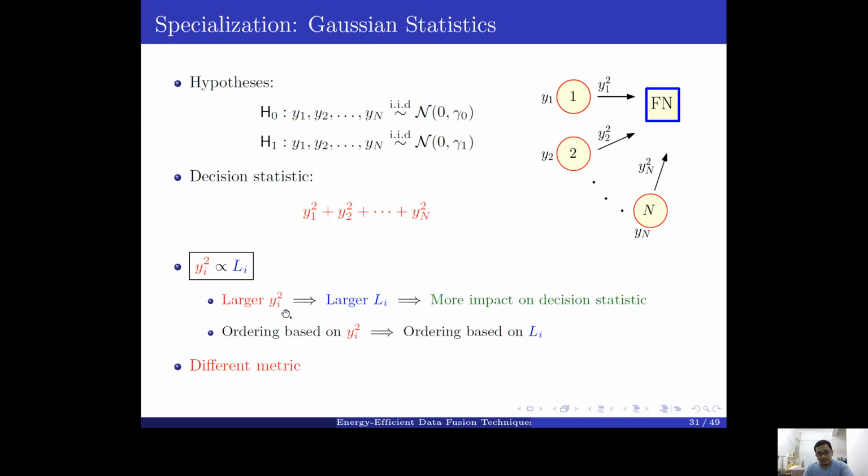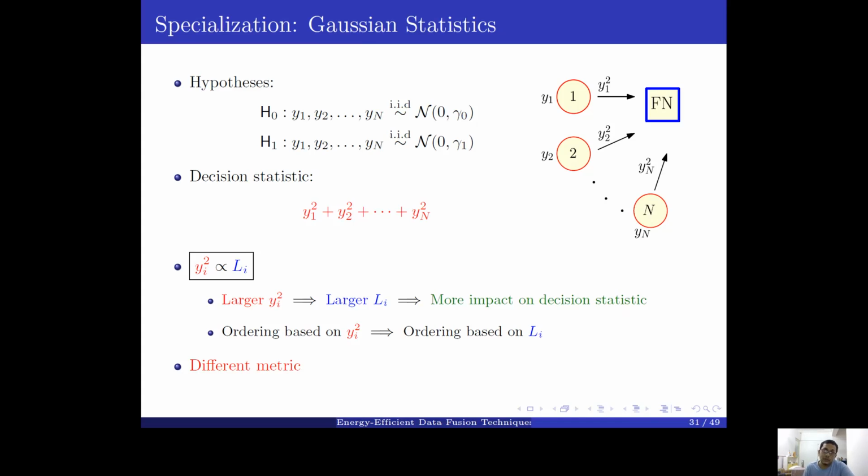Now, the larger the value of yi square, the larger the value of the corresponding LR, and the more impact it will have on the decision statistic. Thus, we can order based on yi square, or we can order based on Li, they are the same. And this is in contrast with the previous LLEH OTS case, where the ordering was based on the absolute values of the LLRs.